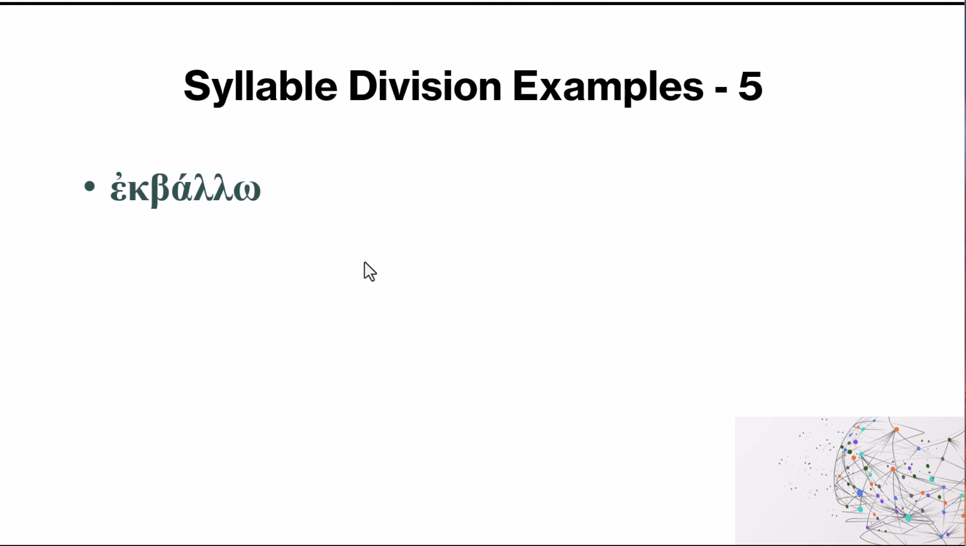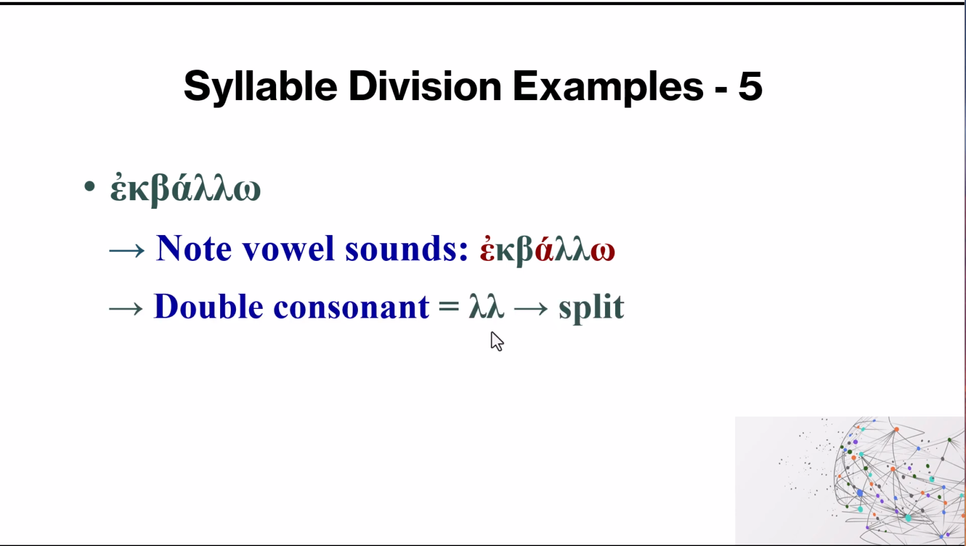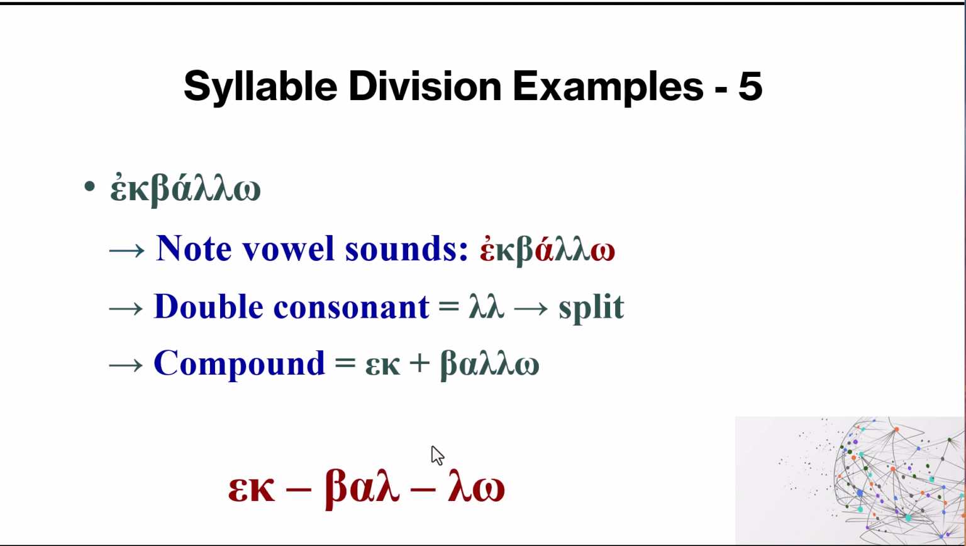Here's another example. Ekbalo. The vowels are the epsilon, the alpha, and the omega at the end. So three syllables. There is a double consonant, that lambda lambda. So we'll split between those. Notice also it's a compound word. We have ek plus balo. And so we're going to go ek, bal, and then lo.